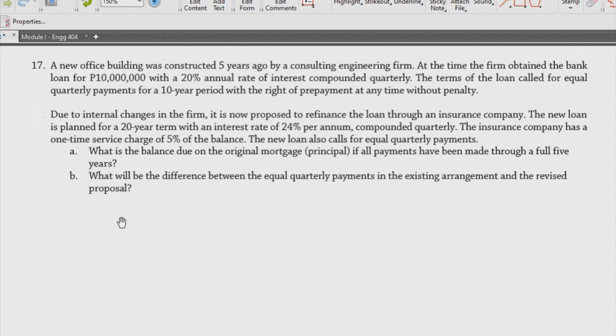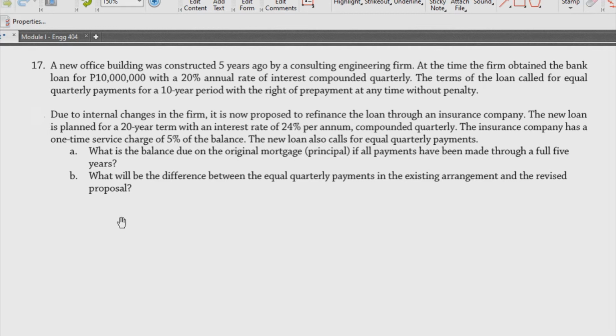Due to an internal change in the firm, it is now proposed to refinance the loan through an insurance company. The new loan is planned for a 20-year term with an interest rate of 24% per annum compounded quarterly. The insurance company has a one-time service charge of 5% of the balance. The new loan also calls for equal quarterly payments.